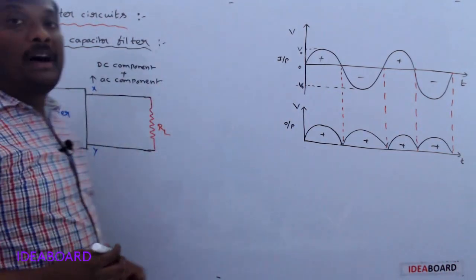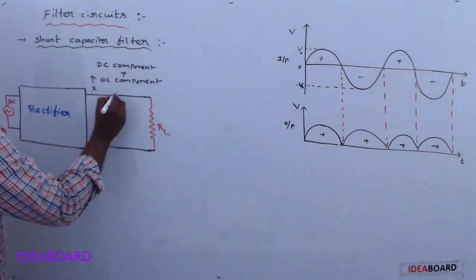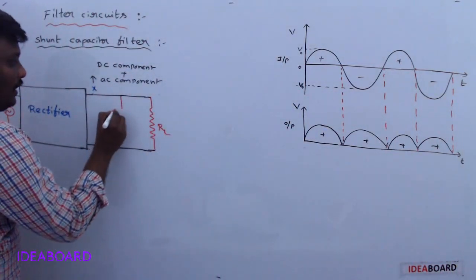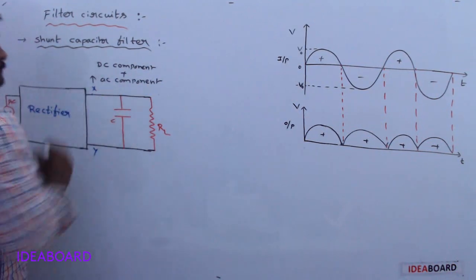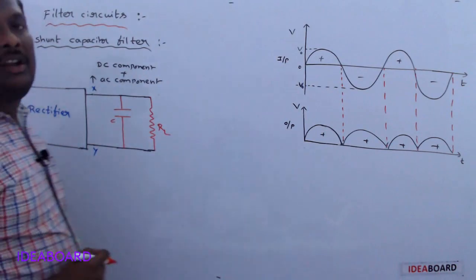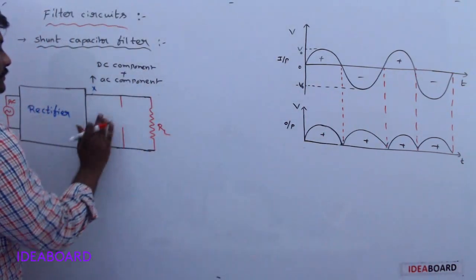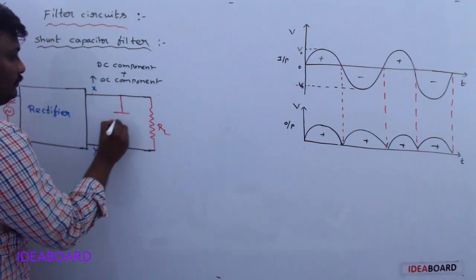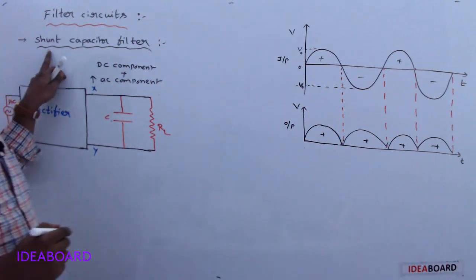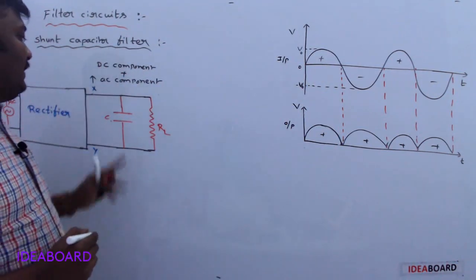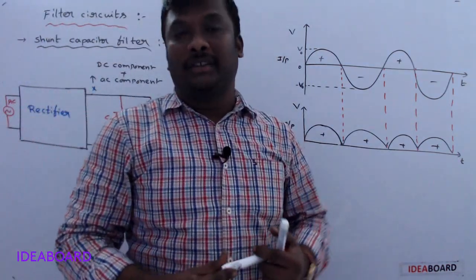Shunt capacitor filter. Here I would like to connect one capacitor parallel to the load resistor. Parallel indicates shunt. So a shunt capacitor filter is nothing but a capacitor connected parallel to the load resistor.